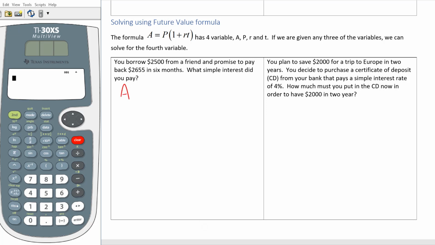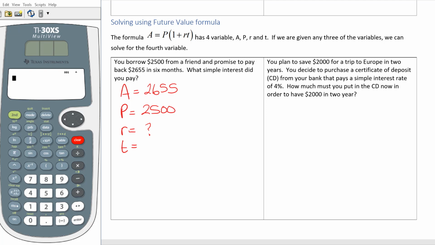So the four variables A, P, R, and T, I'm going to try to identify which number goes to which variable. So 2,500 is what you borrowed now. So now is P, present value. You're going to pay back 2,655. That's what you're going to pay back in the future. So that's A. What simple interest did you pay? I don't know. So that's going to be your rate, and we're going to have a question mark there.